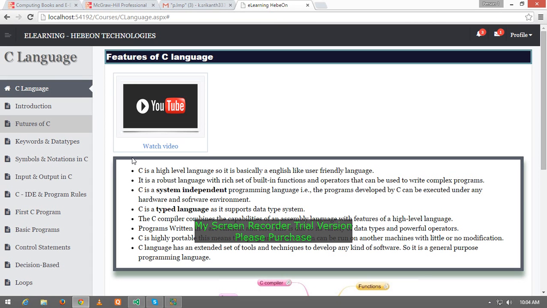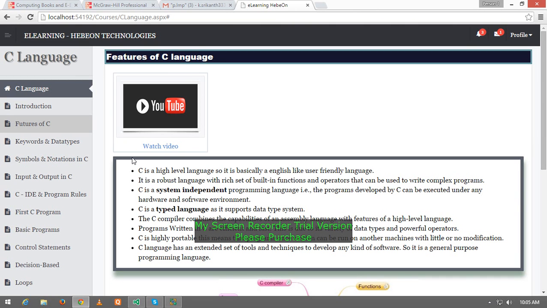Then C is a robust language with a rich set of built-in functions. There are so many library functions that are already inbuilt in the language which we can make use of in our program. Some of the basic operations like finding the square of a number, finding the square root of a number, merging two strings, concatenation, are already there inbuilt in C language by the use of some built-in functions.